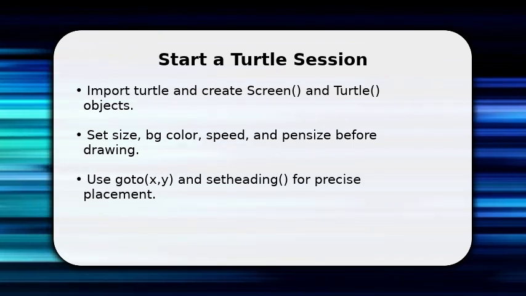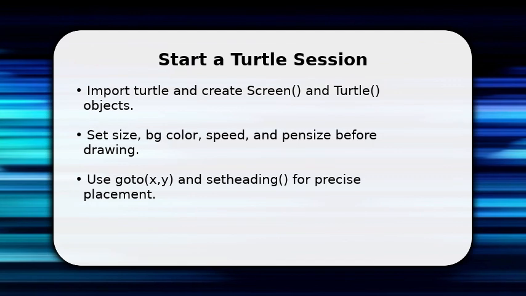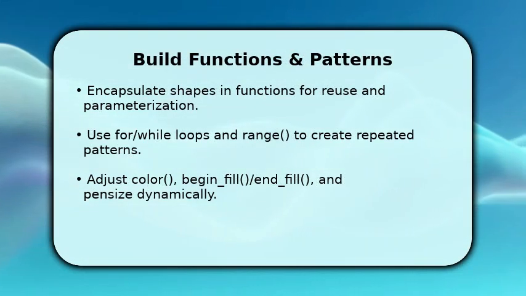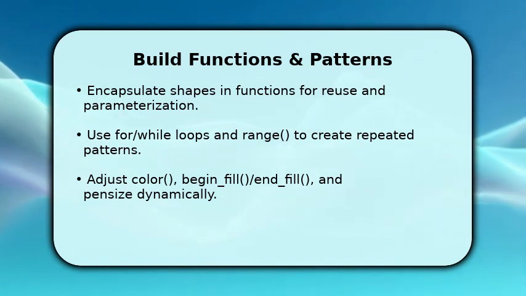Once done, draw a simple shape like a square using forward and right 90 to confirm orientation. This immediate practice verifies your environment and reveals coordinate conventions before more. Now you structure code. Write functions that accept size, color, and position so you can reuse shapes.